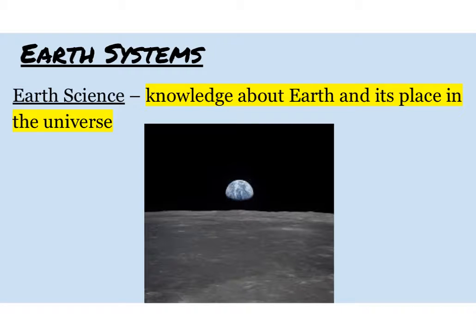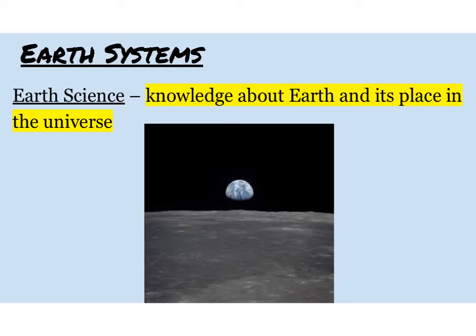So when we talk about Earth systems, what we're really talking about is everything that's involved in Earth science. So what is Earth science? Earth science is the knowledge about Earth and its place in the universe. You should be writing this on your notes worksheet. If you need to pause because I'm going too fast, please do that at any time throughout this video. This is why we are making videos, so that if you fall behind, you can just pause me, because you can't really do that in our classroom.